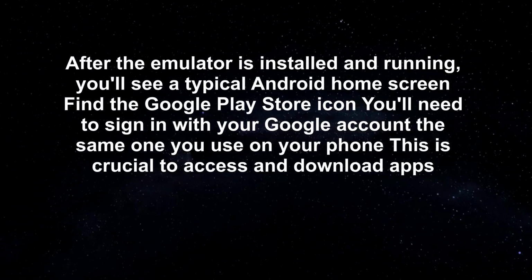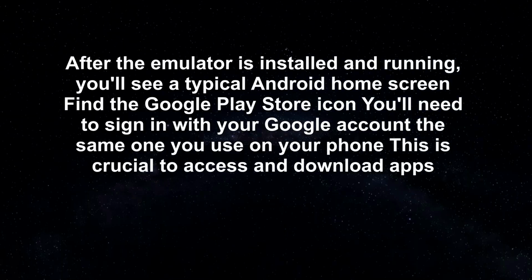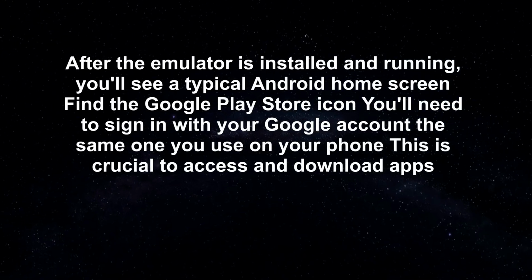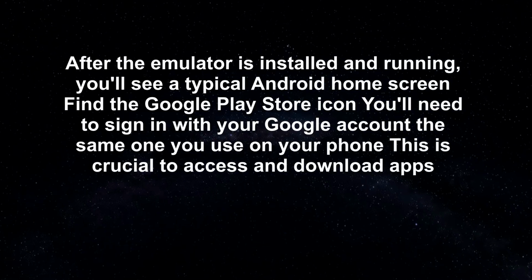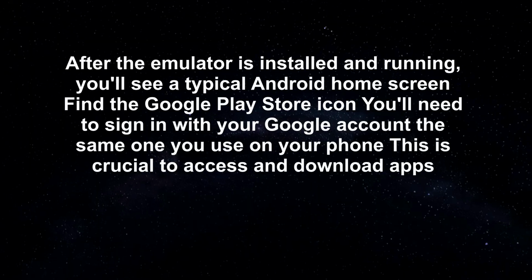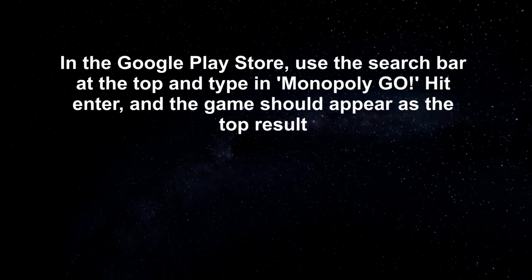After the emulator is installed and running, you'll see a typical Android home screen. Find the Google Play Store icon. You'll need to sign in with your Google account, the same one you use on your phone. This is crucial to access and download apps in the Google Play Store.